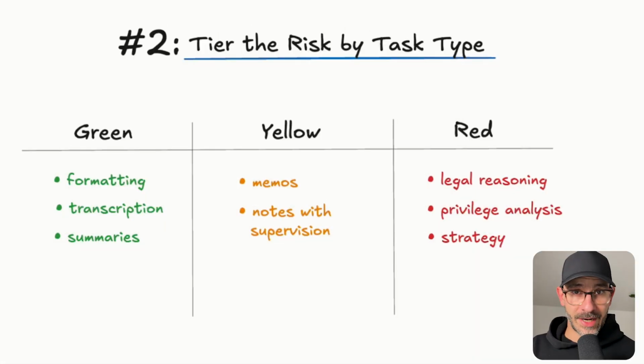The second building block is steering the risk by the task type. Not every AI interaction carries the same legal consequence. So the policy must separate acceptable experimentation from professional exposure. Here, you're going to assign tiers: green, yellow, and red. Green tier is the low-risk tier.